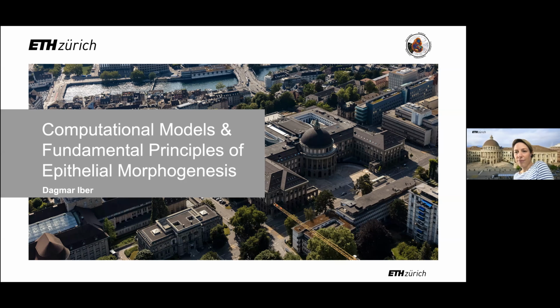So without further delay, it's a pleasure to have Dagmar with us, and she's going to give us the talk about computational models and fundamental principles of epithelial morphogenesis. Please, the floor is yours.